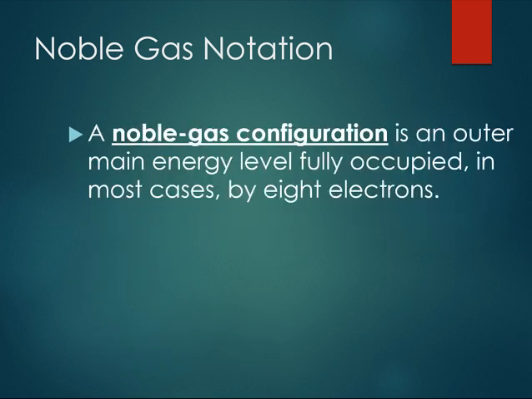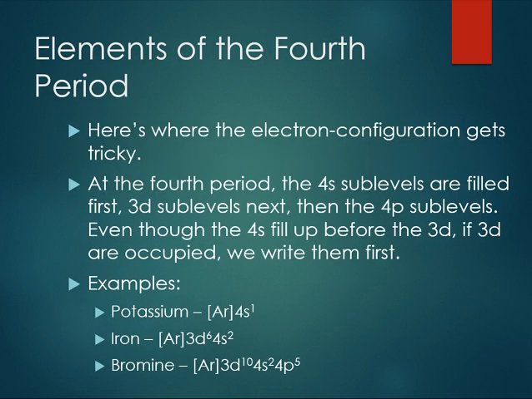A noble gas configuration is an outer main energy level that is fully occupied, and in most cases with 8 electrons, as per that octet rule.